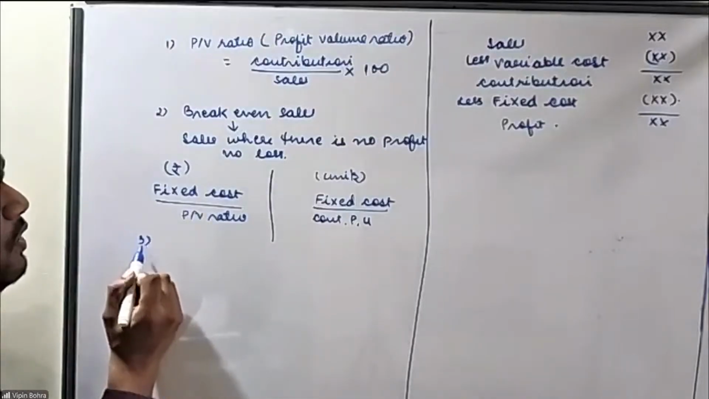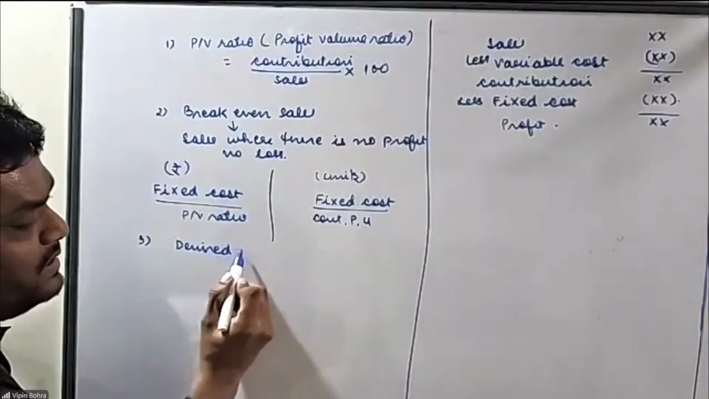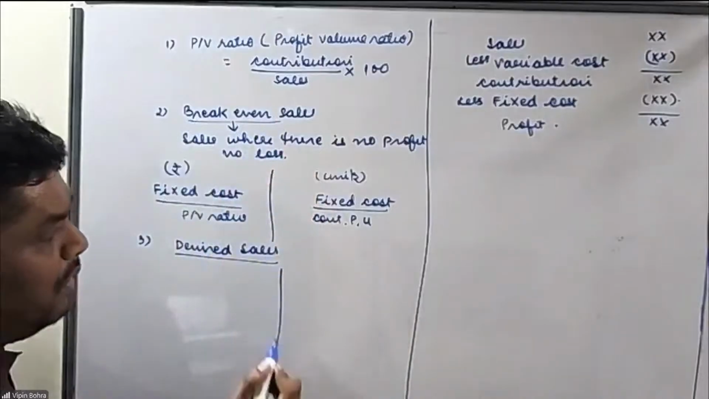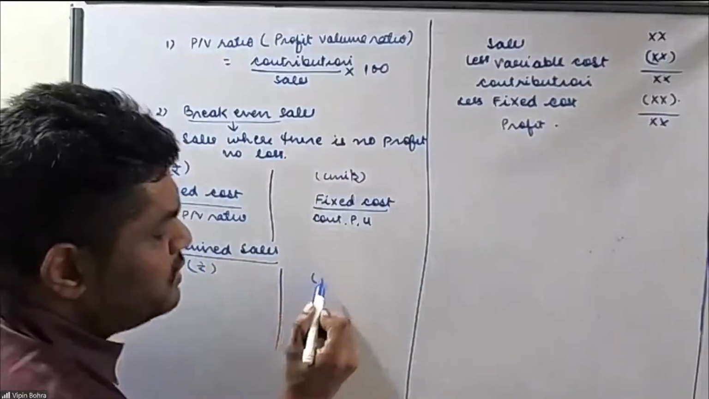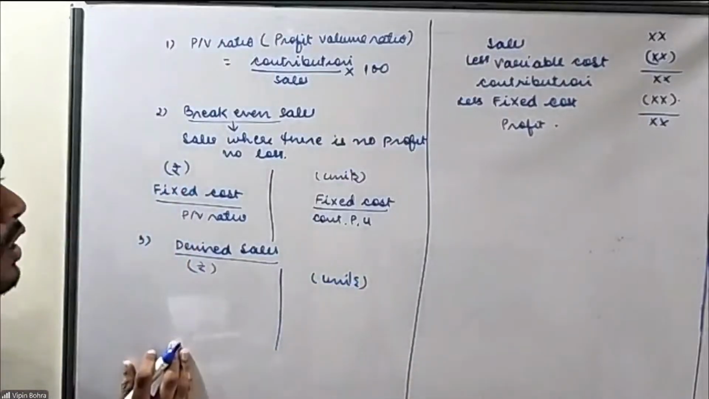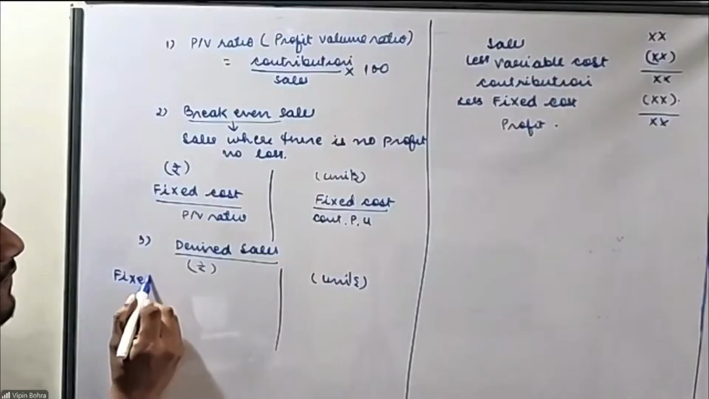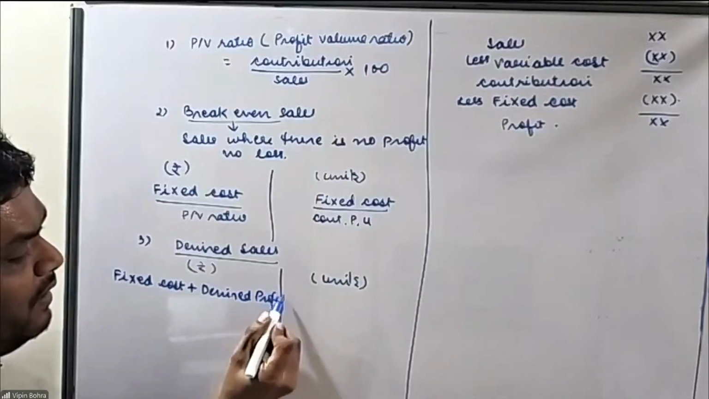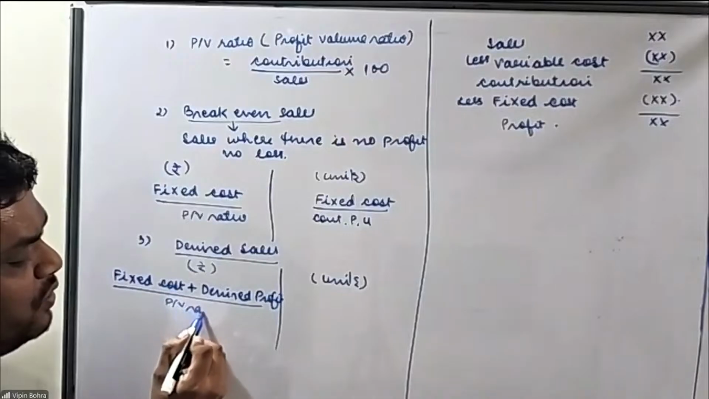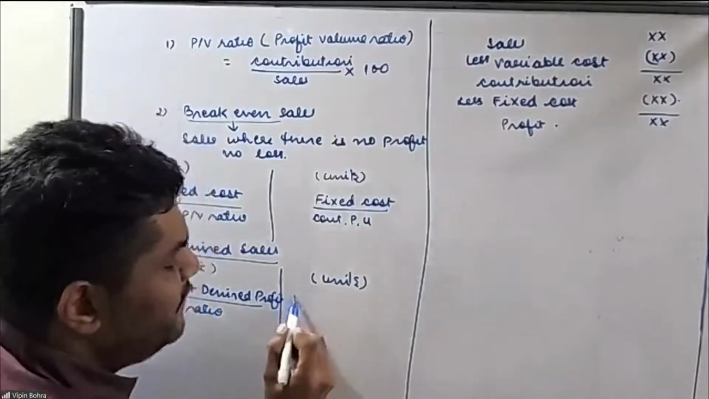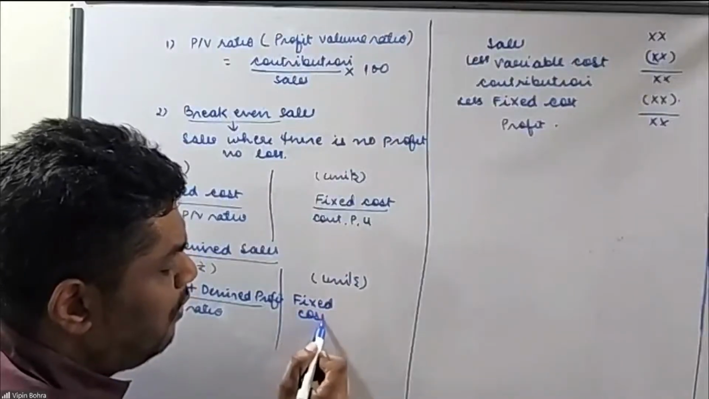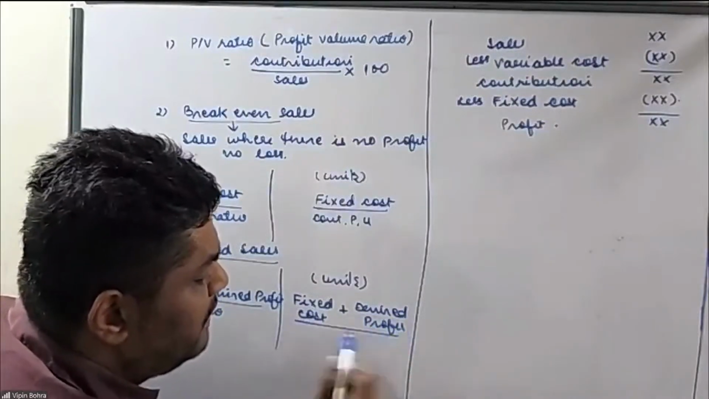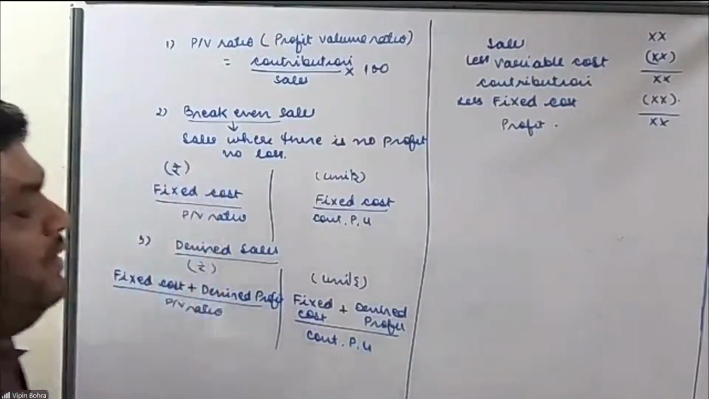The third point we discussed was desired sales. Again, we can calculate it in rupees also and units also. When talking about rupees, it is fixed cost plus desired profit divided by PV ratio. And herein it is fixed cost plus desired profit divided by contribution per unit.